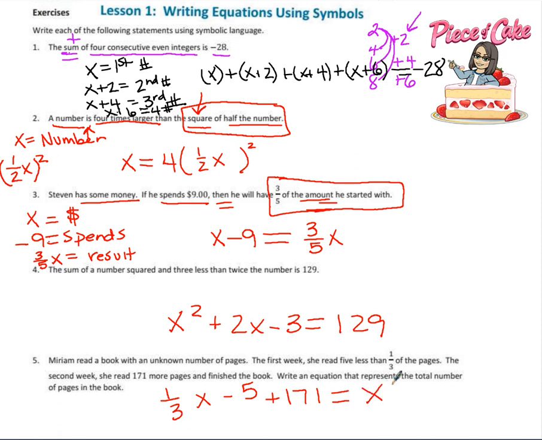There we go. On number 4, we have x squared plus 2x minus 3 equals 129. And number 5, 1/3 x minus 5 plus 171 equals x. Go ahead and head back to the classroom.